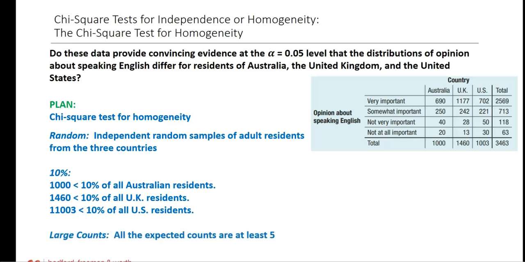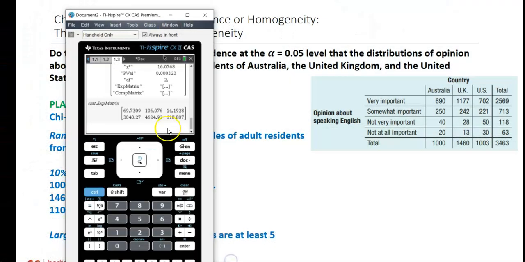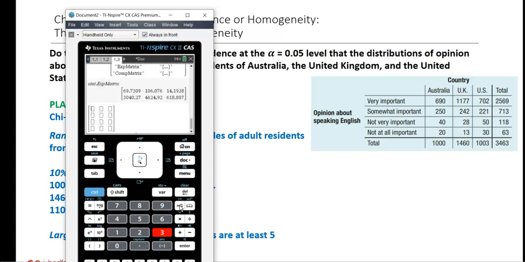All expected counts. So we do the test again the same way. So to get the expected counts, you want to set up your matrix. This would be a 4 by 3, I believe. So 4, tab, 3, tab, enter. I type in the numbers.